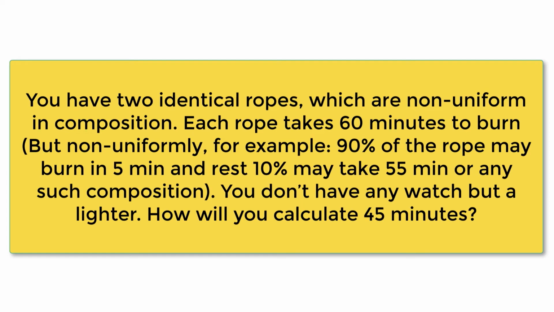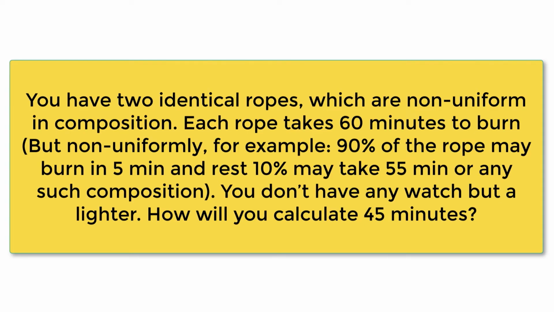Think that you have two identical ropes, which are non-uniform in composition. Each rope takes 60 minutes to burn, but the ropes are not uniform, meaning 90% of the rope may burn in 5 minutes and the rest 10% may take 55 minutes, or any such composition. You don't have any watch but a lighter. How will you calculate 45 minutes?